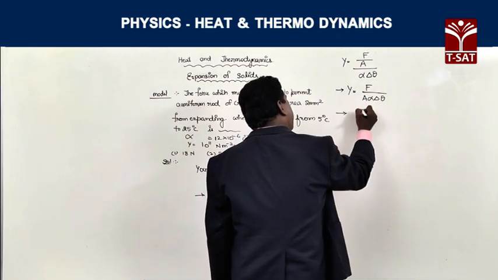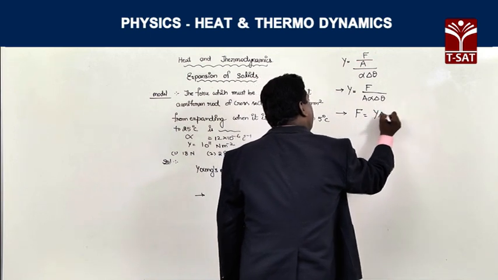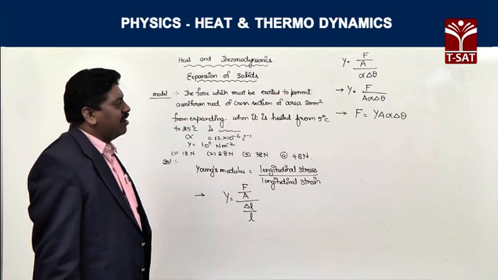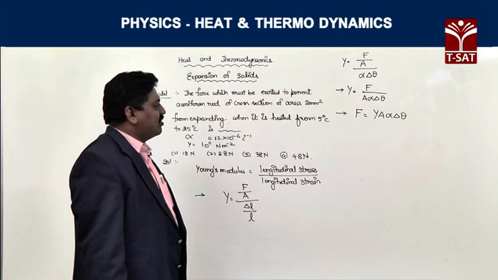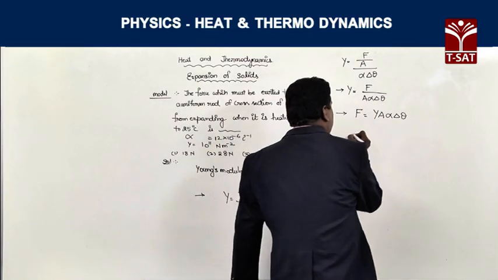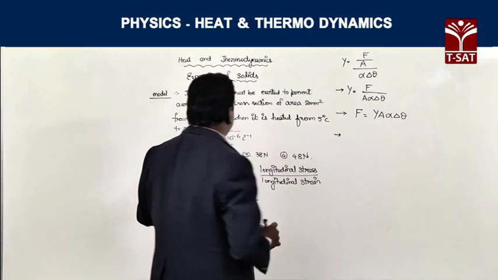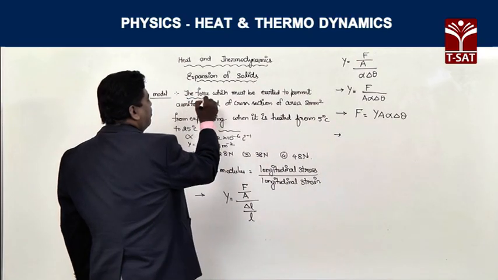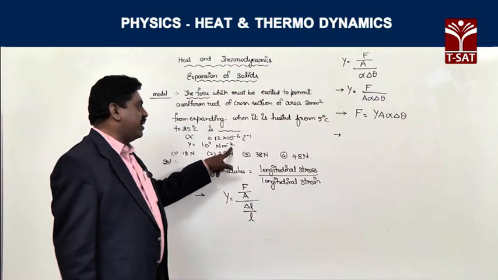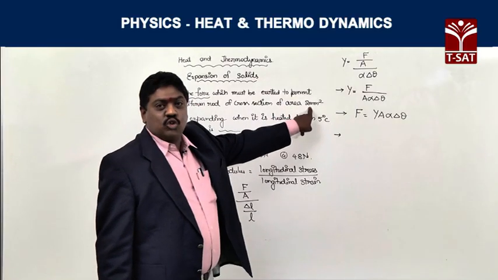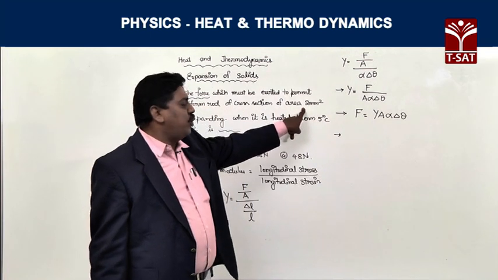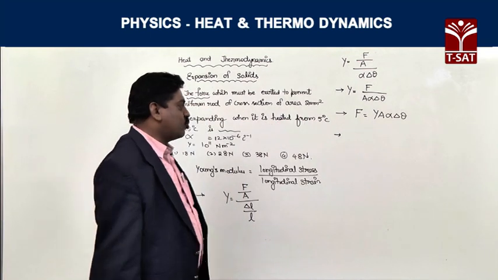From here we have F equals Y A alpha delta theta, where F is called the thermal force. The value of F is known as thermal force, and it is given as Y A alpha delta theta. In our problem, we are asked for the thermal force itself, and we are given the Y value as 10 to the power of 11 newton per meter square. Area is given as 2 millimeter square. Convert millimeter square into meter square: 2 into 10 to the power of minus 6 meter square.